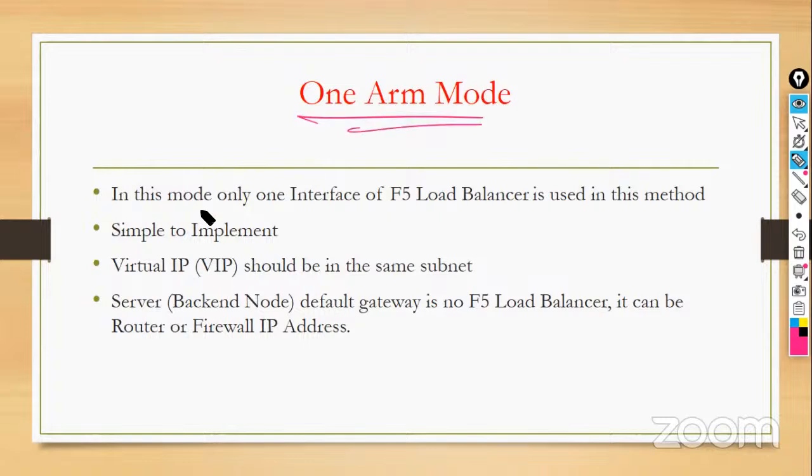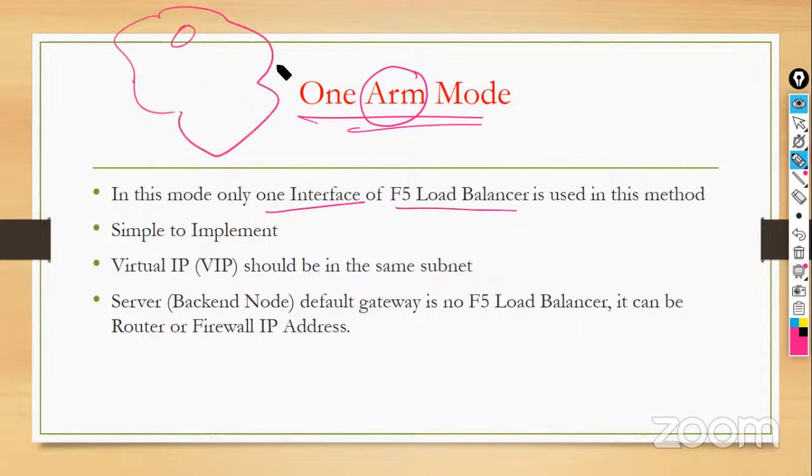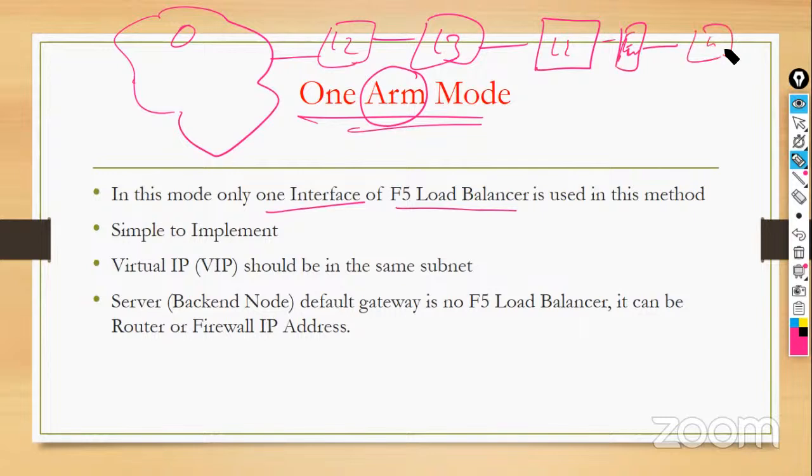In this 1 arm mode, you see only one interface of the F5 load balancer is used. We have your end user environment here, your L2 switch, here maybe an L3 switch, and here maybe again an L2 switch, maybe a firewall, and maybe again a switch, and here maybe your servers. Just giving you some example. This is your existing topology. But now you have the requirement of the F5.